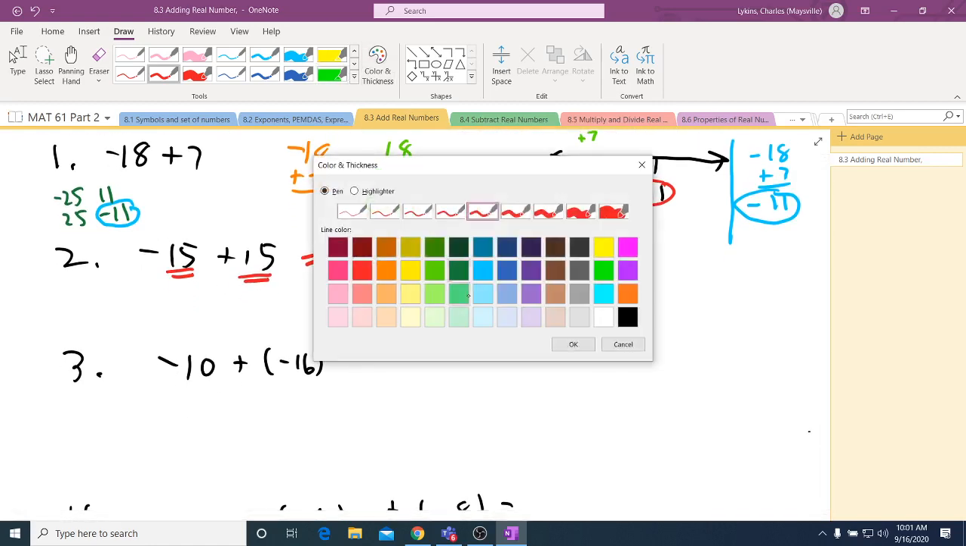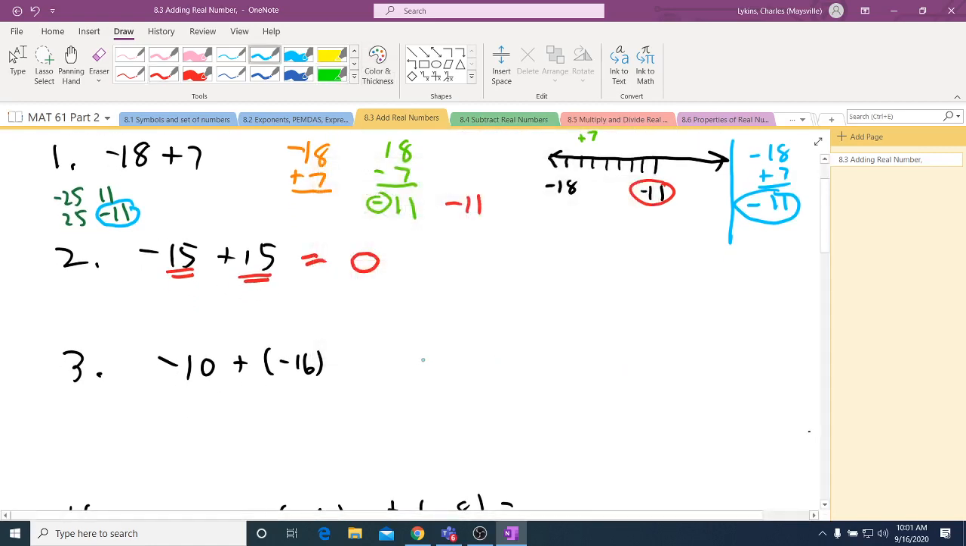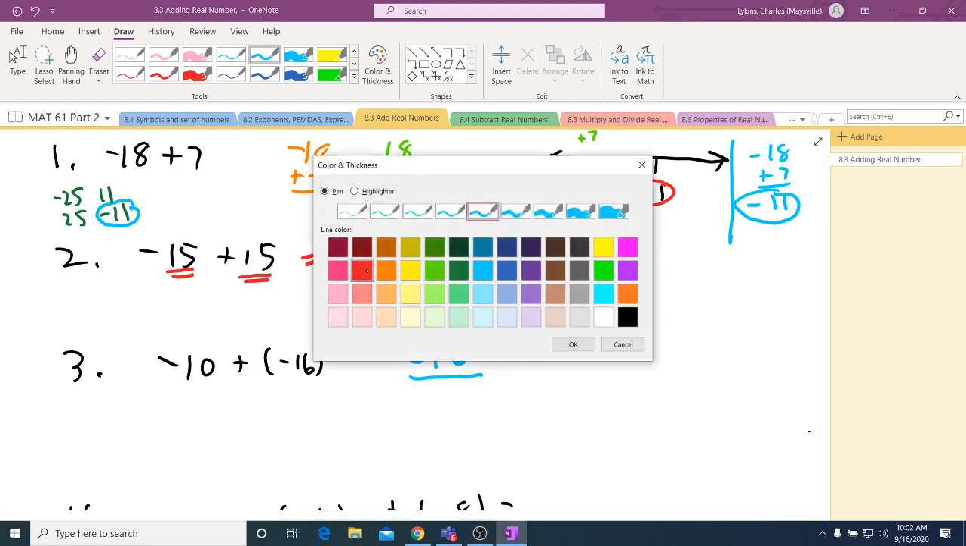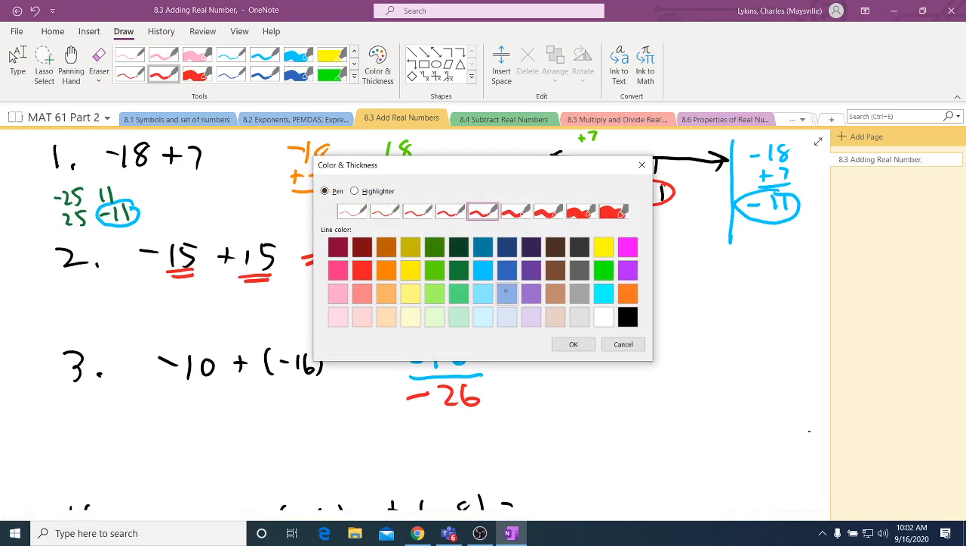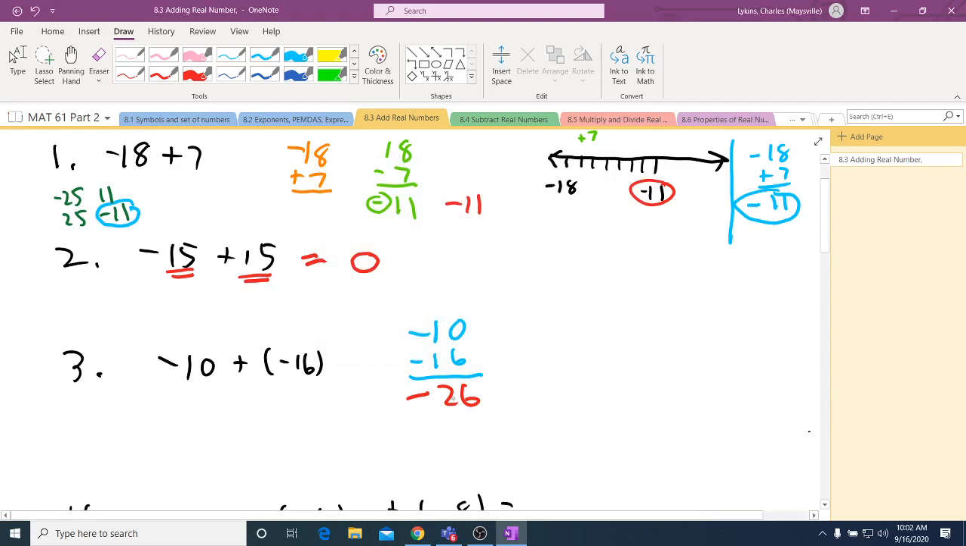Now, this next one, I'm going to use this as a stacking method. If I've got negative 10, but then I'm adding a negative 16, so all we're doing is if you owe me 10 and owe me 16, you're still owing me, so all you have to do is add everything up. So if they have the same sign, your answer is going to be the same sign. That's why this is a negative 26.